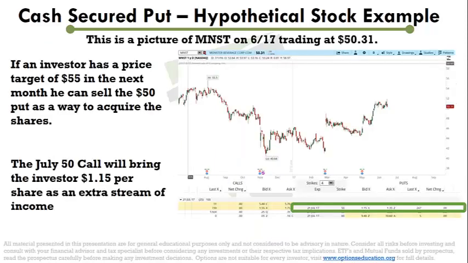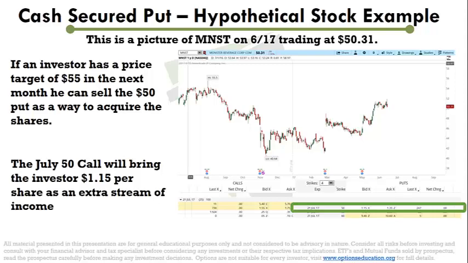So let's take a look at an example. So here's a picture of Monster Beverage Corp. Monster Beverage Corp was trading at $50.31 a share, pretty similar to the price we were just looking at, on June 17th. Now, if an investor has a price target of $55 in the next month, he can sell the $50 put as a way to acquire the shares at the price he or she is willing to own it.